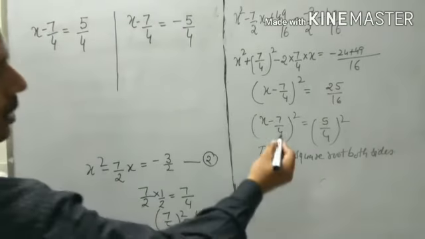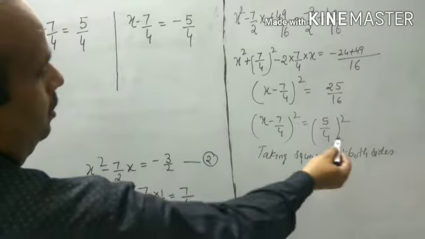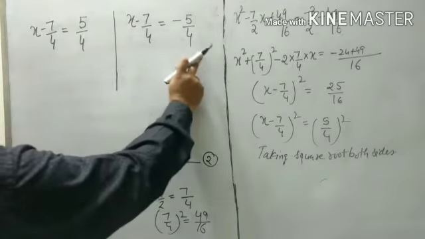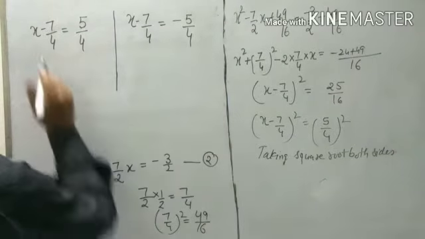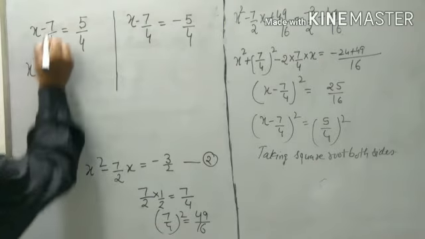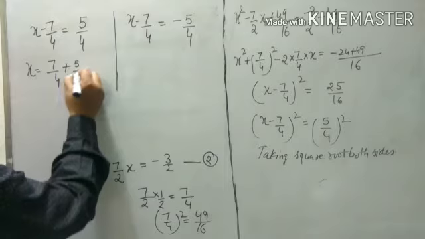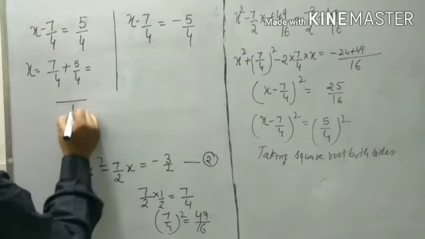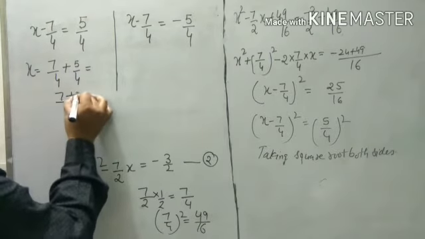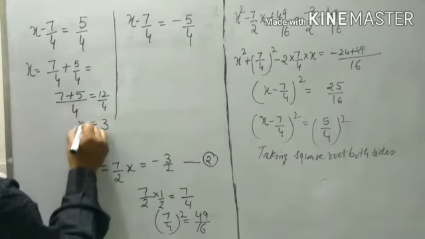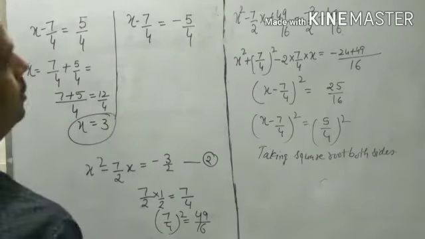Because when we remove the square, on one side we have to take the sign of plus and minus. This is plus, this is minus. To find the value of x, we will transfer minus 7 by 4 to this side. 7 by 4 plus 5 by 4. 4 is the LCM. 7 plus 5 equals 12 by 4, which is equal to 3. So the first value of x will be 3.